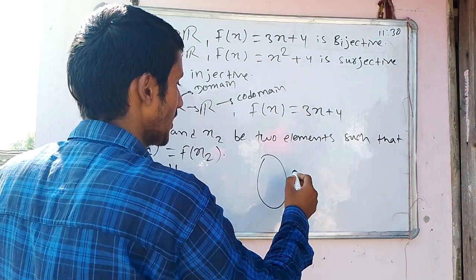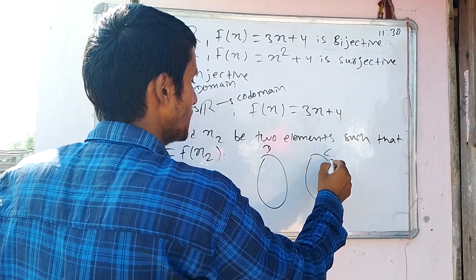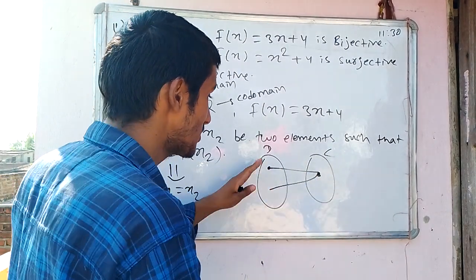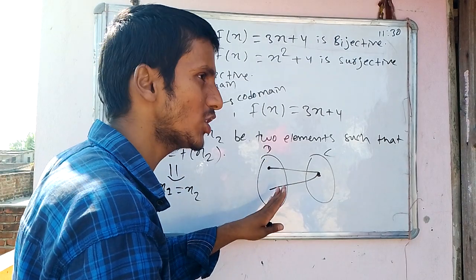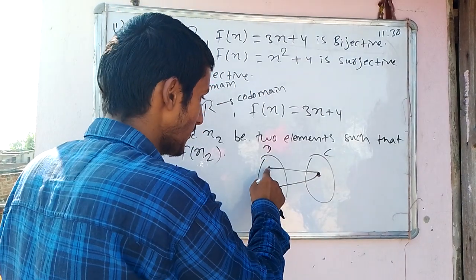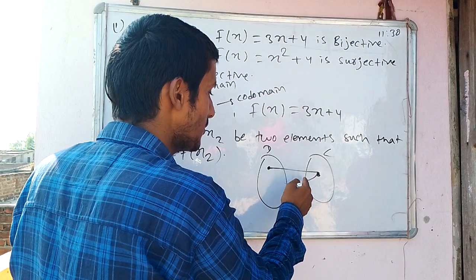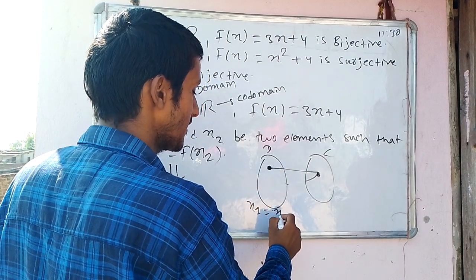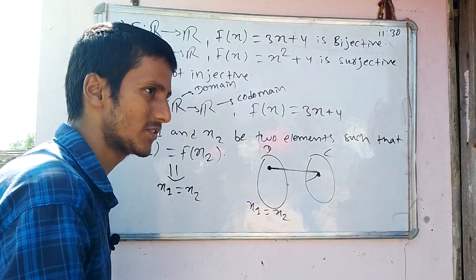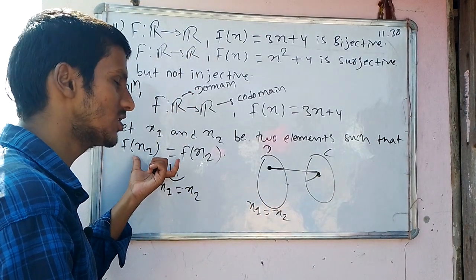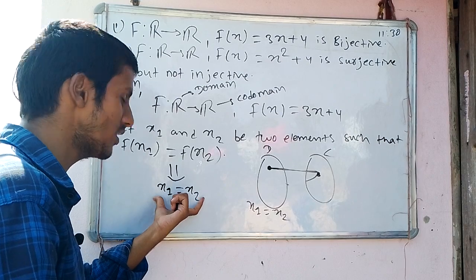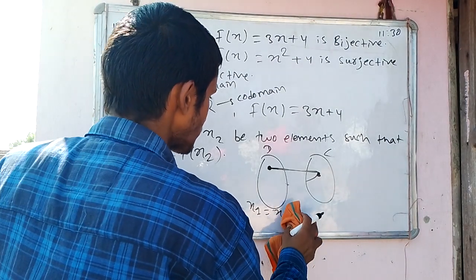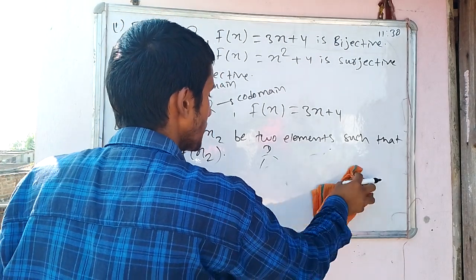What I'm saying is, if this is D, this is C, if x1 is mapping to this, x2 is mapping to this, and if there are two distinct elements, then this is not what? Injective. But if x1 and x2 are the same thing, it means x1 is equal to x2, then this is injective. Does that make sense? So if you have this condition, this should imply this, to be injective. So let's do the procedure further.